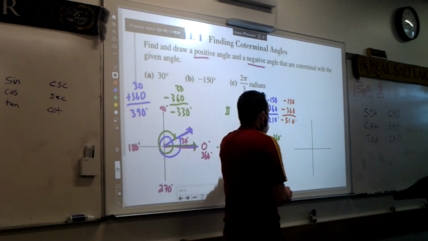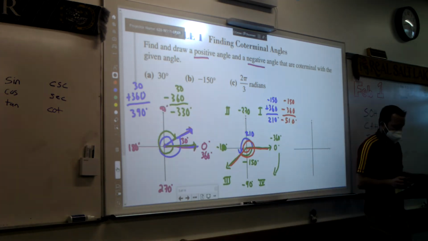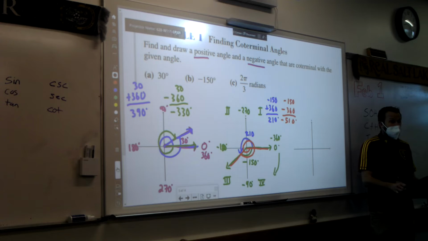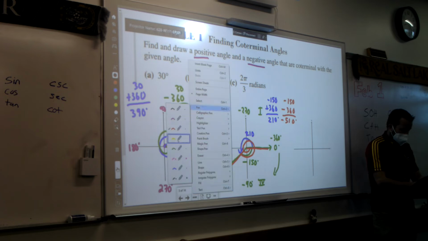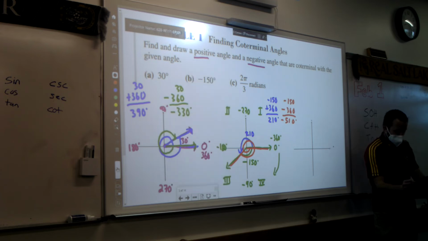Now, when we get over to C, what's different about C? We're in radians, right? What is a full rotation in radians? 2 pi. So here's what we're going to do. We're going to start by labeling this, kind of like what we did on the other one, but now we're going to do it in radians. So 1 full rotation is 2 pi, which means half a rotation is 1 pi, which means half of that is pi halves. And if I came down here, this would actually be 3 pi halves.